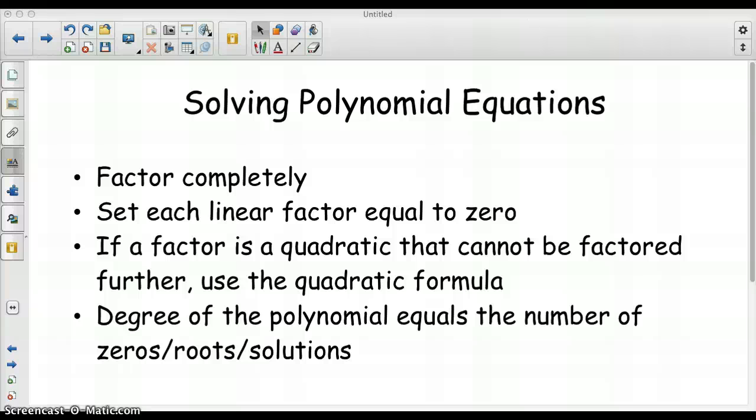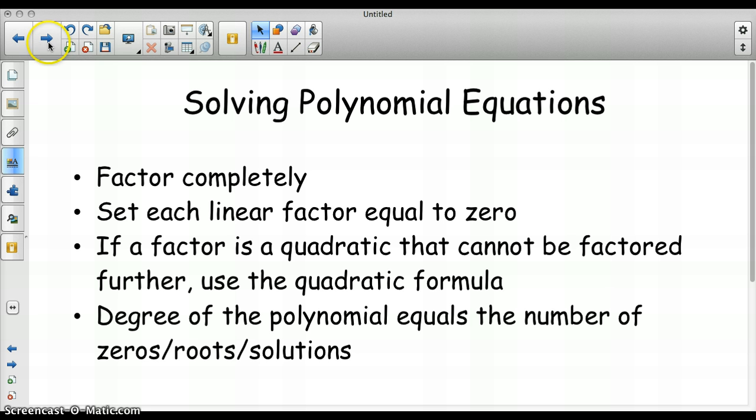We're going to go on to example 3 of solving polynomial equations. Before we do, a brief reminder. We need to factor any polynomial equations completely before we can solve them. Then we set each linear factor equal to 0. If we have a factor that's quadratic and cannot be factored down to its linear forms, then we use the quadratic formula. Finally, the degree of the polynomial equals the number of zeros or roots or solutions of our polynomial.